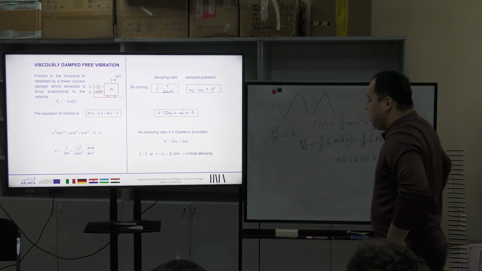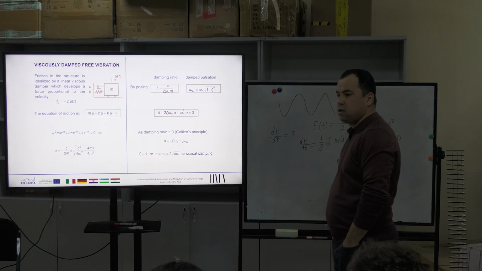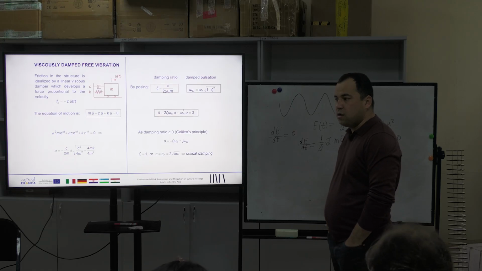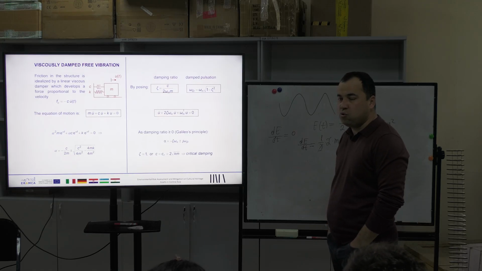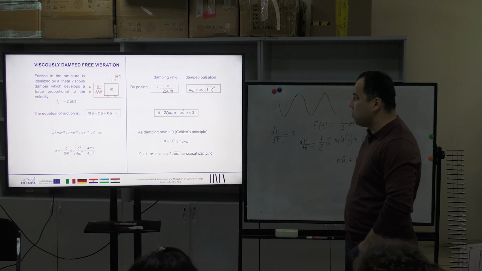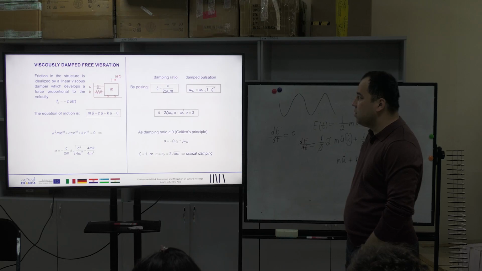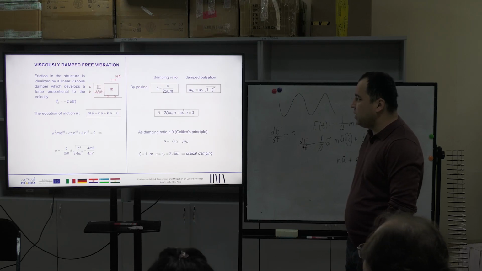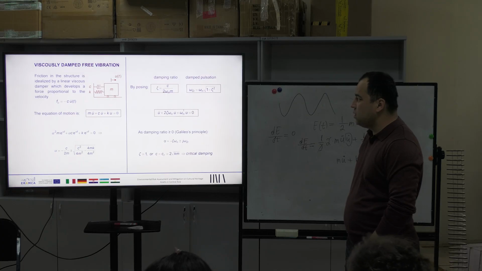So every object has some friction. Yes, of course, our buildings also have some friction. So viscosity depends on the friction. Okay. So in this case, we idealize friction like a linear viscous damper. It is proportional to the velocity.